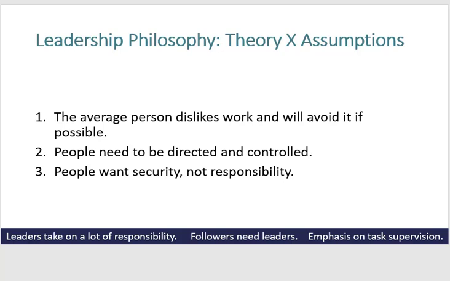Really quick, brief review in case this is fuzzy from the past. A leader who has theory X philosophy assumes that the average person dislikes work and will avoid it if given a chance. Because of that, people need to be directed and controlled. Without external direction or controls, people won't work. People want security, not responsibility. Workers want their leaders to take care of them and protect them. They want their leaders to set the goals. Again, that's not what I'm saying. This is what the theory says.